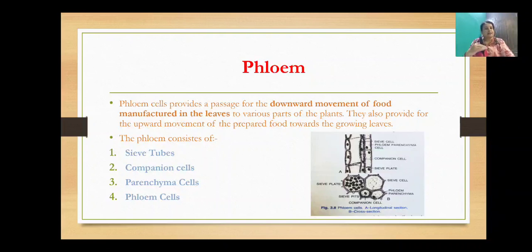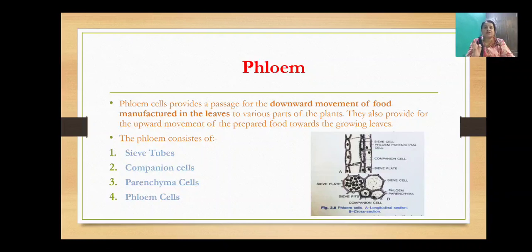As xylem performs the function of transporting water and minerals in the plant's body according to their need, similarly the phloem conducts the downward movement of food manufactured in the leaves to various parts of the plants. They also provide for the upward movement of the prepared food towards the growing leaves.